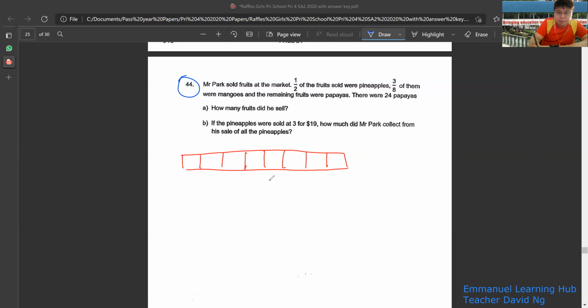Okay, divide into 8 units. Half of it is pineapple. Understand now? Half of it is pineapple. Yes. 3/8 is mango. Remaining fruits is papaya. Okay, pineapple, I write pine. Okay, papaya. 24 papayas, right? How many fruits did he sell?